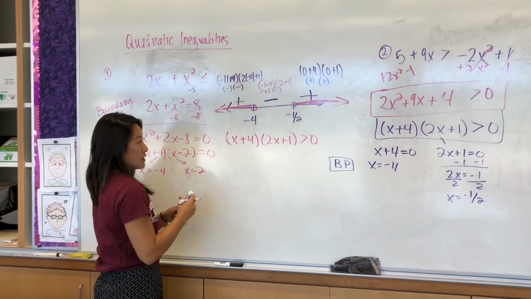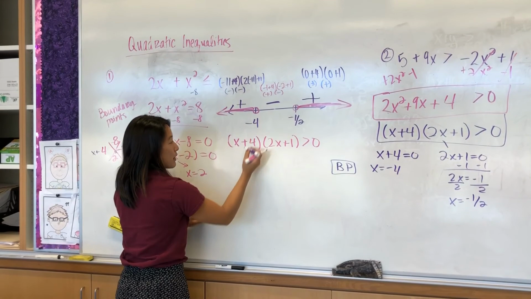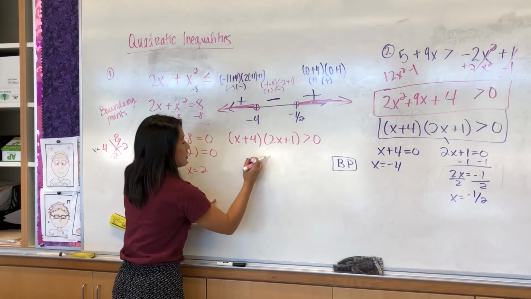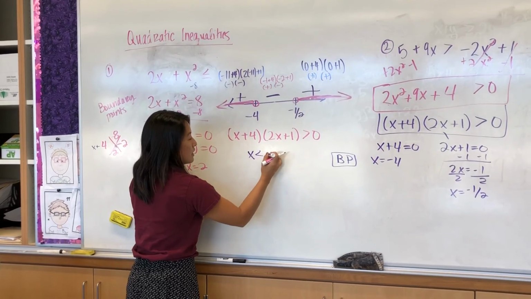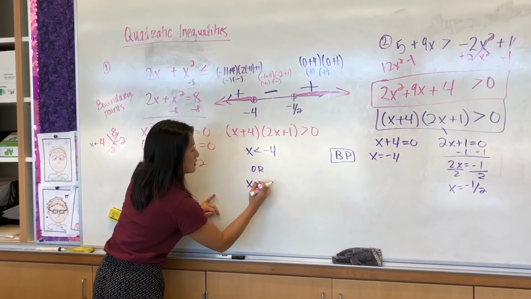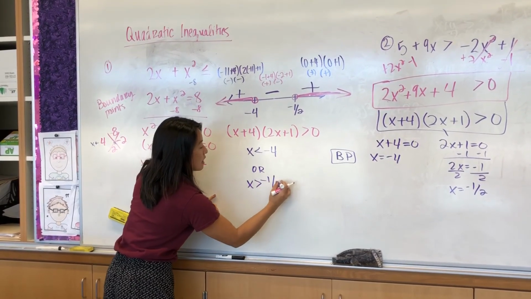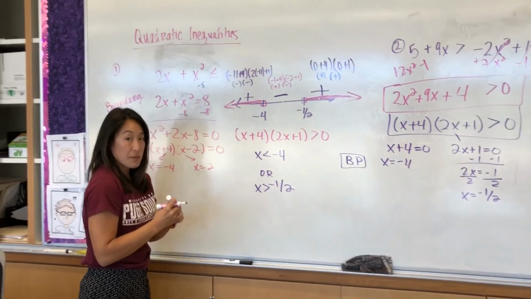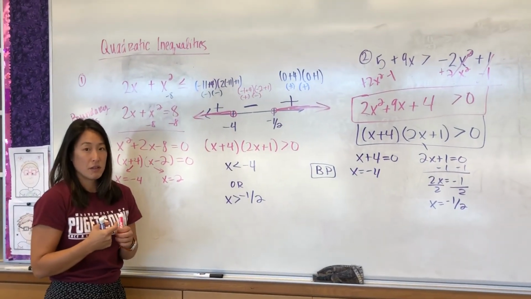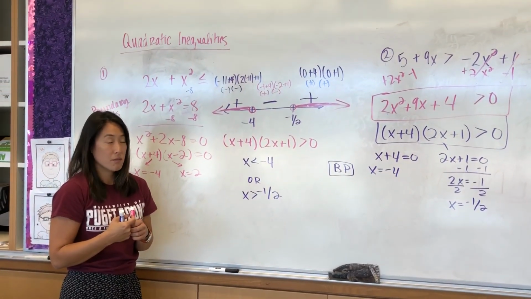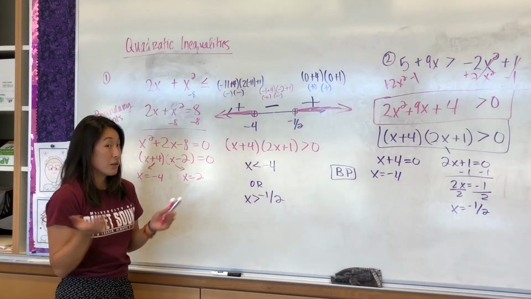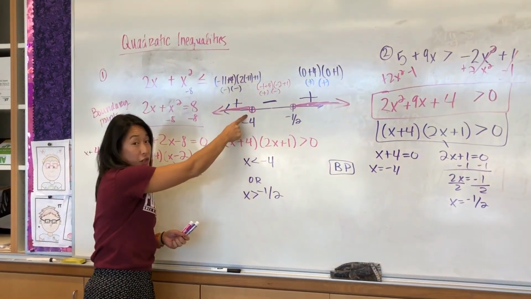Okay, so as an inequality, I have to write this twice because it's not sandwiched together. So x is less than negative 4, or x is greater than negative 1/2. It can't be both at the same time, so it's an or. Do you use the equal sign? What do you mean? Do you use the equal sign in your inequality? Hmm. Open circle. No.